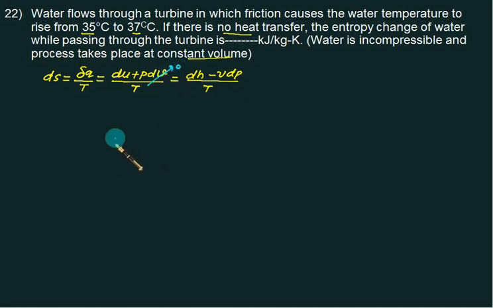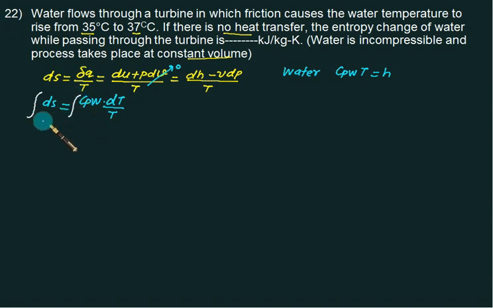So this value will be equal to 0. So we have simply du divided by T. So we have ds equal to du. For water, there is no phase change, Cpw multiplied by dT by T. For water, Cp and Cv are identical values.